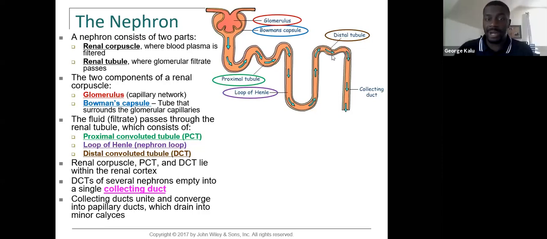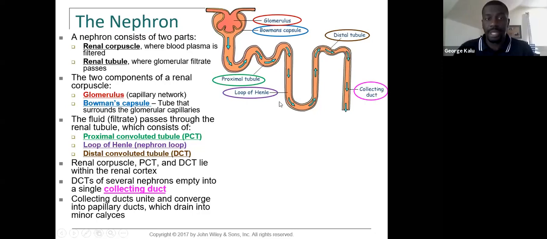After our distal convoluted tubule, multiple distal convoluted tubules from multiple different nephrons converge into a single collecting duct. Then we can have multiple collecting ducts, which unite together and eventually form the papillary ducts, which drain that urine into the minor calyces. So this is a general schematic of what the nephron looks like.